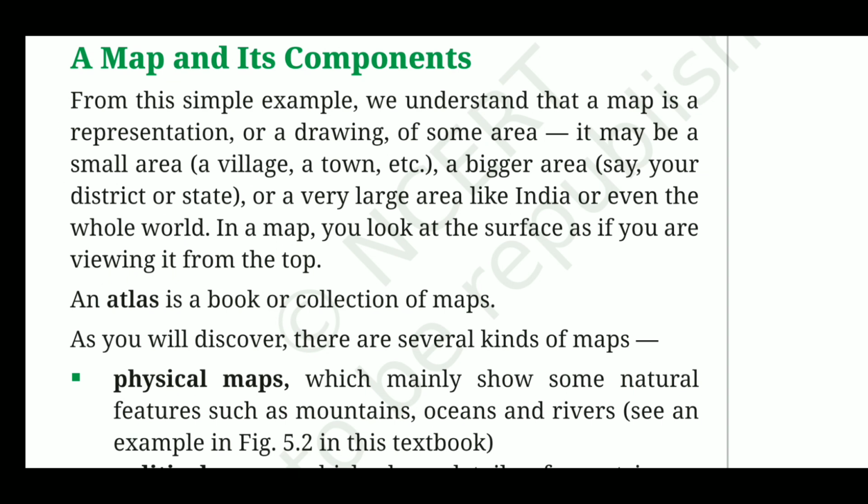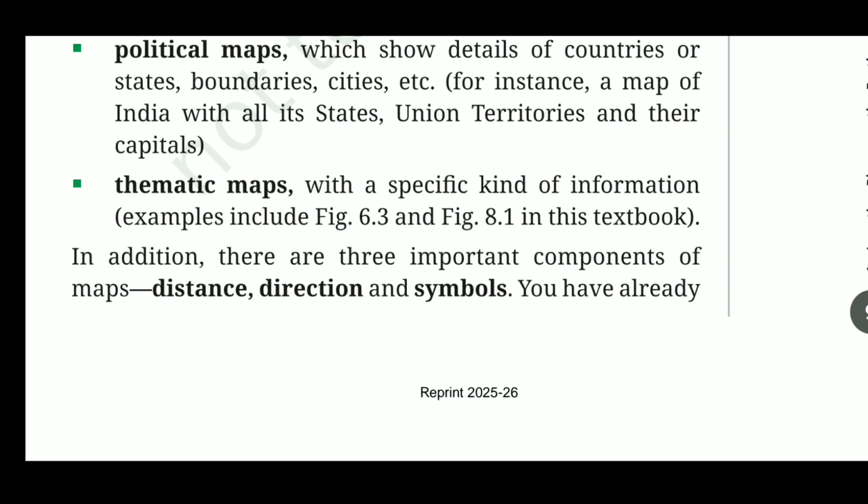An atlas is a book or collection of maps. As you will discover, there are several kinds of maps. Physical maps mainly show some natural features such as mountains, oceans and rivers. See an example in figure 5.2 in the textbook. Political maps show details of countries or states, boundaries, cities, etc. For instance, a map of India with all its states, union territories, and their capitals. Thematic maps show a specific kind of information. Examples include figure 6.3 and figure 8.1 in this textbook.